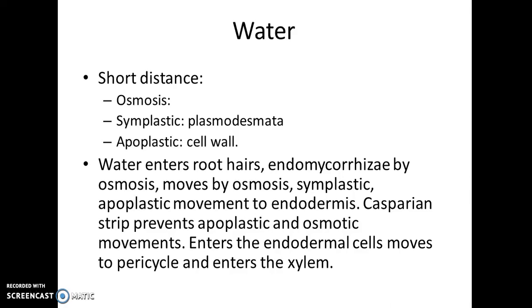The symplastic movement is the movement of water through the plasmodesmata. Remember those channels that connect each plant cell? And the water moves from plant cell to plant cell to plant cell through these channels. And apoplastic is that the water will move through the cellulose, the fibrous cell wall, by adhesion and cohesion and keep on moving until it hits the endodermis.